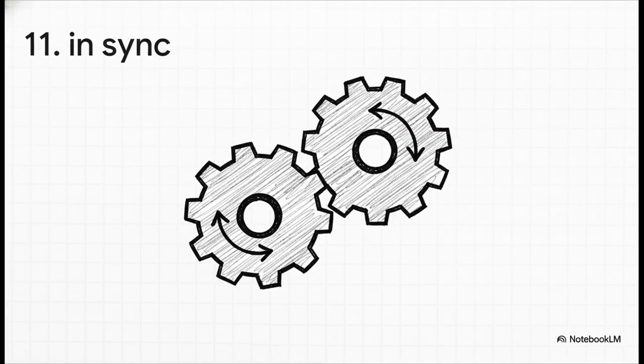Let's kick this section off with the phrase in sync. When things are in sync, it means they're working together perfectly at the same time and the same speed. It really suggests harmony. You probably know the verb form too, synchronize. A wonderful example is, the dancers were perfectly in sync.